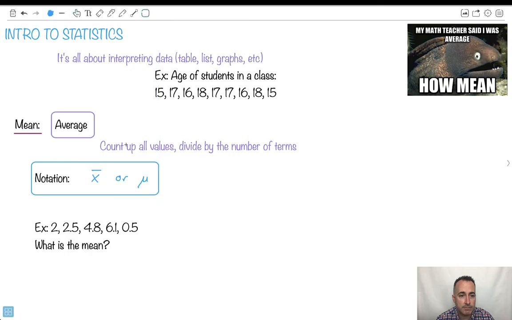So this is the idea. To find the average, what we do is we count up all the values, and then we divide by the number of terms. So let me show you what I mean, the old school way, by hand. So let's say we wanted the mean here. Well, what would I do? The mean, mu, equals 2 plus 2.5 plus 4.8 plus 6.1 plus 0.5. And I would divide that by the number of terms. So 1, 2, 3, 4, there are 5 terms. This is how we do the average.